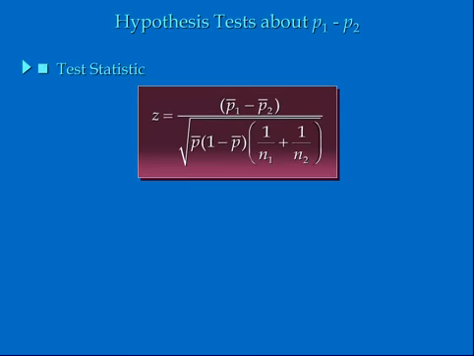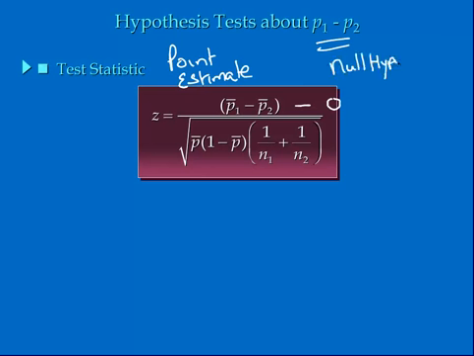Now, test statistic. In general, the format for a null test statistic is the point estimate, which is P1 minus P2, minus the expected value under the null hypothesis. In pretty much every case when we're dealing with P1 minus P2, it is 0. So it's the null hypothesis value.